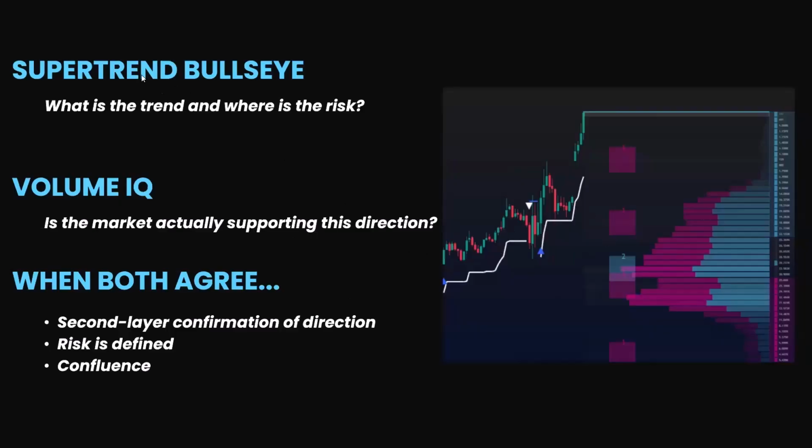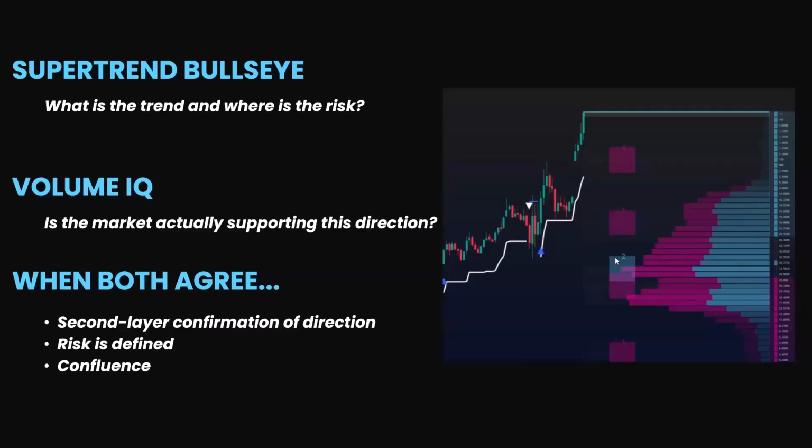But generally, what you'll do is look at SuperTrend Bullseye, wait for a signal from that to see what the general trend direction is, and where we can set our risk with a trailing stop based on the statistics from SuperTrend Bullseye. But to decide if we're going to take the signal, we check Volume IQ to see whether the market is also supporting this with other factors, like a large amount of buyers or sellers, or a zone of control, which is the main factor we're going to look at.